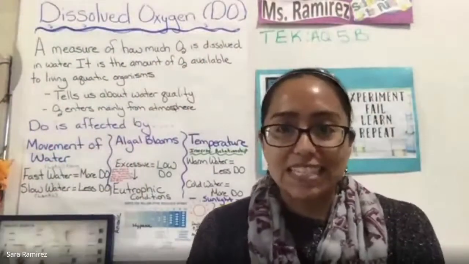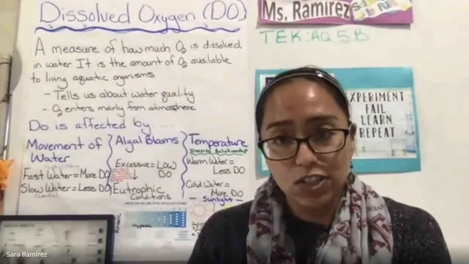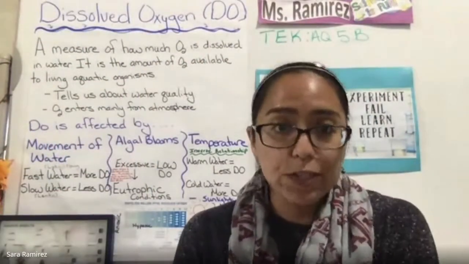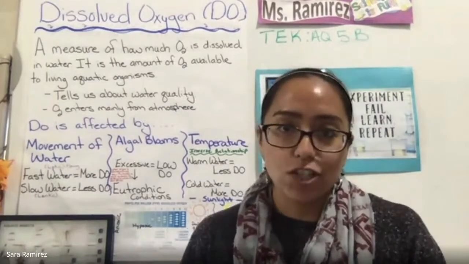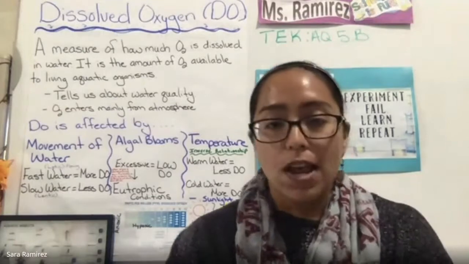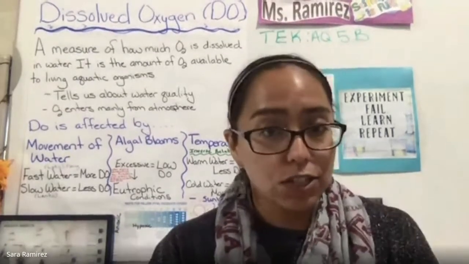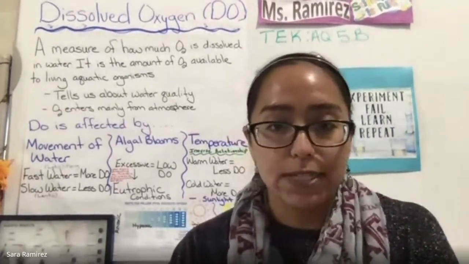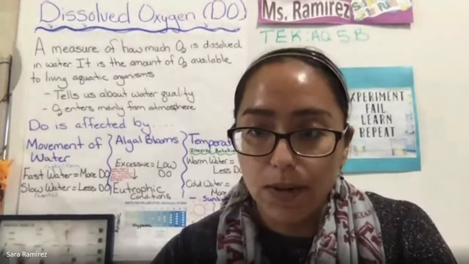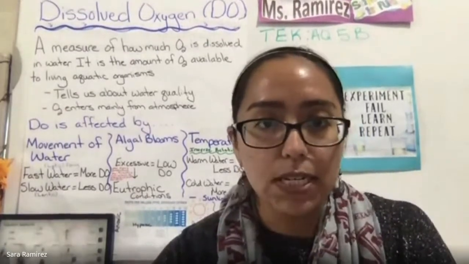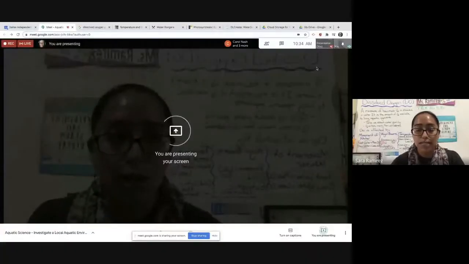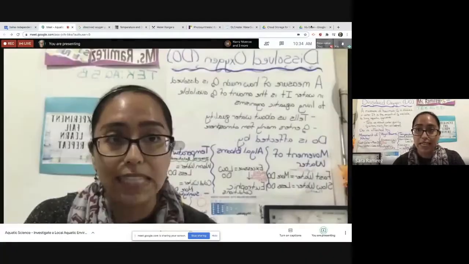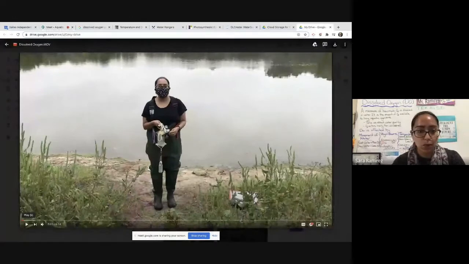Ms. Ramirez, and in this segment, we're going to be learning about dissolved oxygen. We're going to watch a little video first, but just so that you know, dissolved oxygen is simply a measure of the amount of oxygen that is in a body of water. So just like you and me need oxygen to breathe, so do our aquatic organisms as well. So I'm going to go ahead and present my screen. We're going to show you guys a quick little video of our testing out at our hidden lake that is in the Post Oak Preserve.